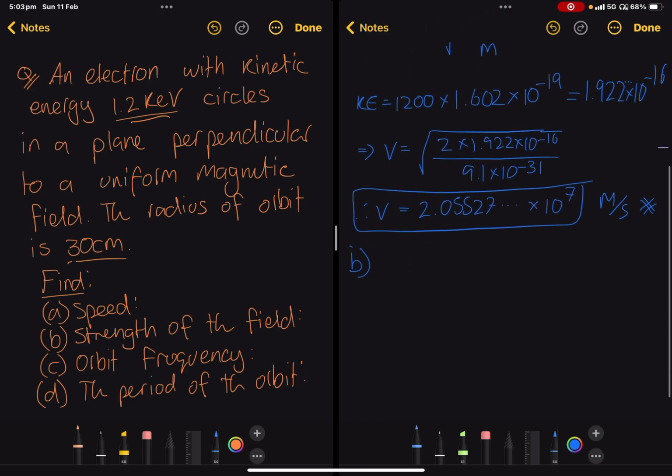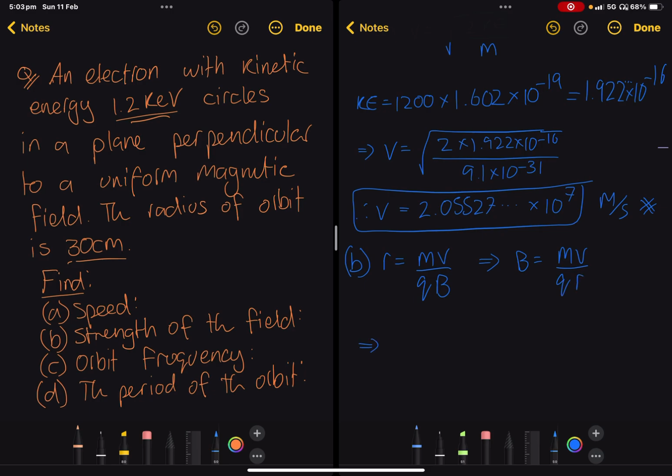Now for part B, we're told to find the strength of the field. Well, we know this is moving in a circular orbit, and we have a formula linking the magnetic field strength with other variables in that case. So we know that the radius of the orbit is equal to the mass times the tangential velocity divided by the charge times the magnetic field strength. We can rearrange this for the field strength. We get the field strength is mass times tangential velocity over charge times the radius.